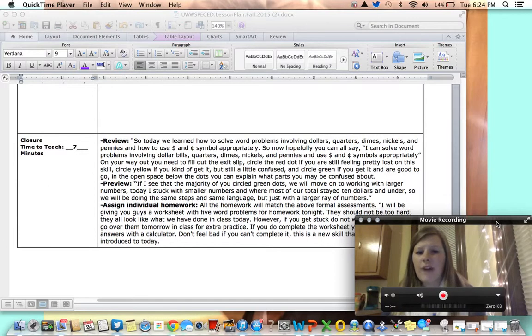It's just like 5 word problems, and I would explain that they shouldn't be too hard. They look exactly like the ones we did in class today. However, if they get stuck, do not worry. We'll go over them in class tomorrow for extra practice. And it's just a skill they just learned today, so they shouldn't feel bad if they do get stuck.